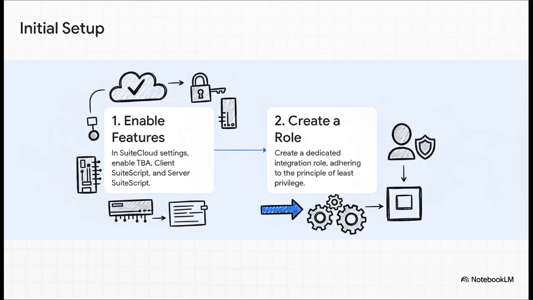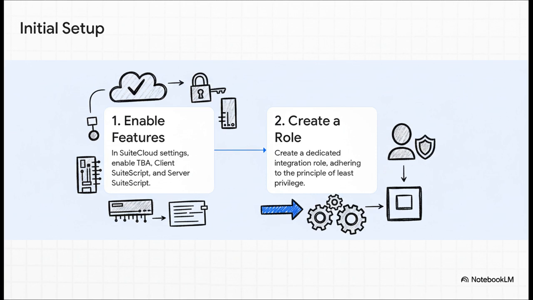Okay, first things first. You're going to navigate to Setup, then Company, and then Enable Features. Head over to the SuiteCloud tab. You need to make sure 3 boxes are checked. Token-based authentication, of course, but also Client SuiteScript and Server SuiteScript. Don't skip the SuiteScript ones. They're super important, especially for RESTlets.